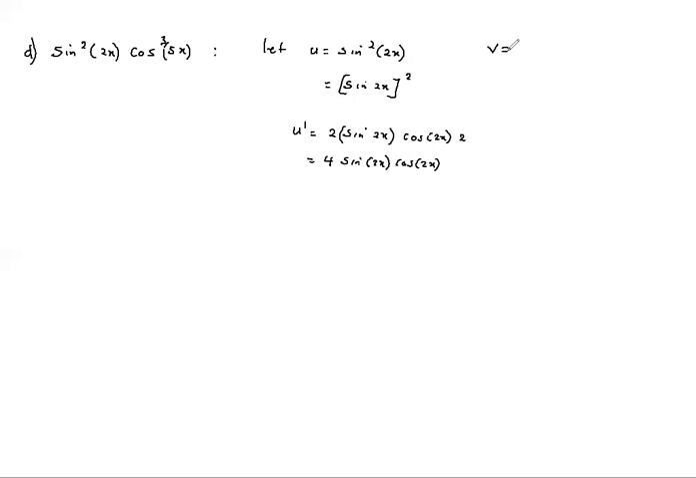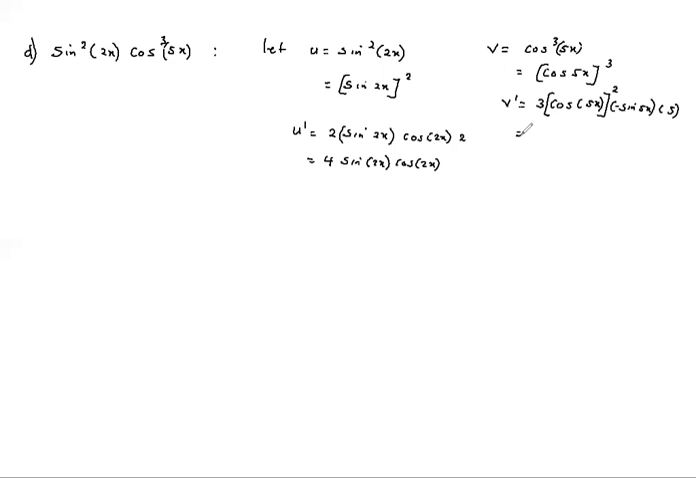Let v be cos^3 5x. The same thing happens. We write this as (cos 5x)^3 and take 3 outside. Then v prime will drop 3. We'll have cos 5x to the power 2, and then differentiate cos. It will be negative sine 5x. Then differentiate 5x. It will give us 5.